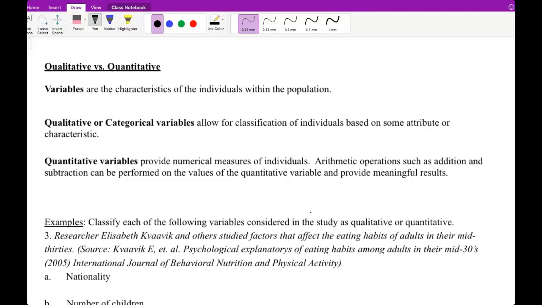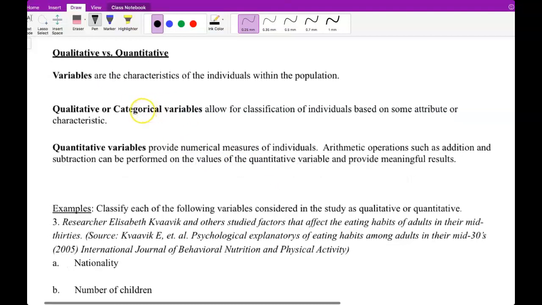Okay, next page. Now in this one we have qualitative versus quantitative. The definition for variable: variables are the characteristics of the individuals within a population. So this is within the population.